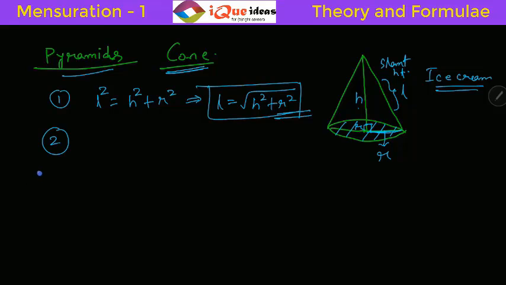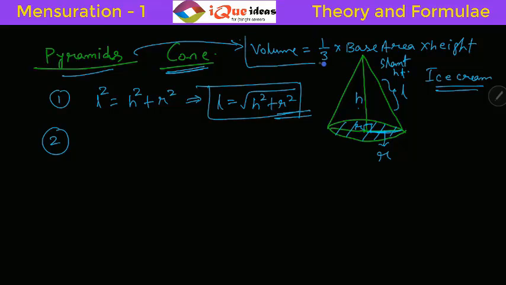Then the second one. Now for pyramids, volume is given as 1 by 3 into base area into height. Right? Now we have seen earlier for prism, the volume formula was base area into height. For pyramid, it is 1 by 3 into base area into height.